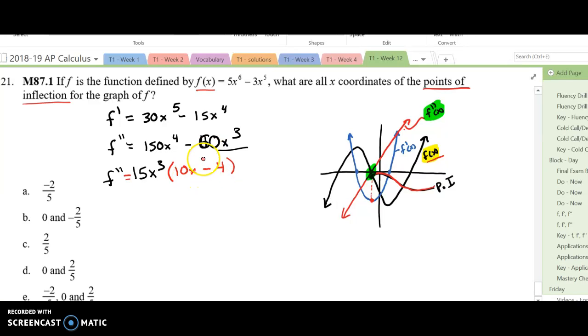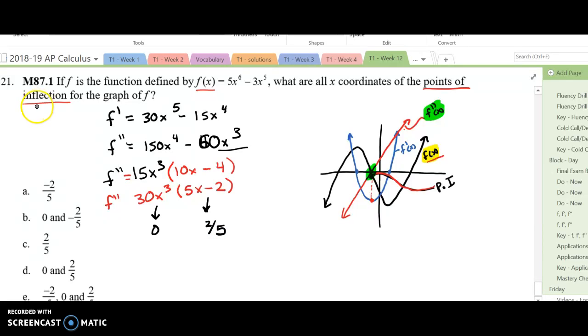Now as I look at this, I could have also taken an extra 2 out and made this 30x cubed and 5x minus 2. Wouldn't have mattered. Either way, you'll get the same answer. Our zeros are 0 and 2/5.